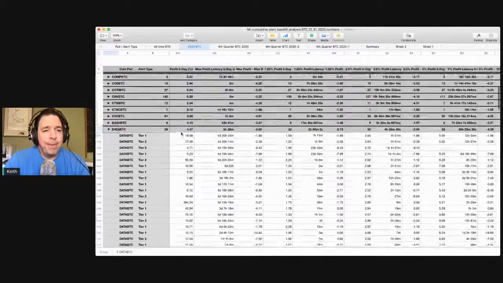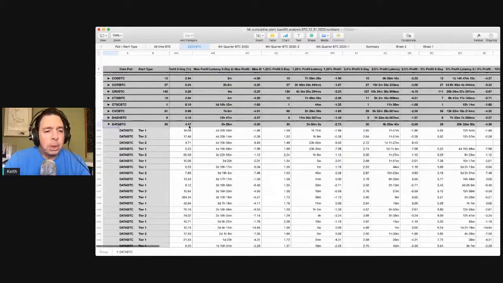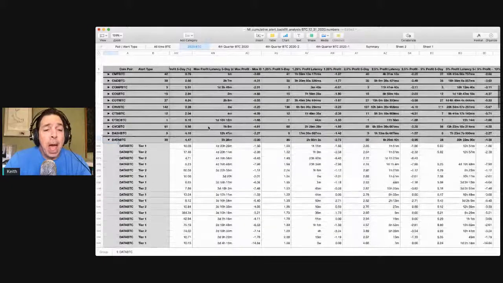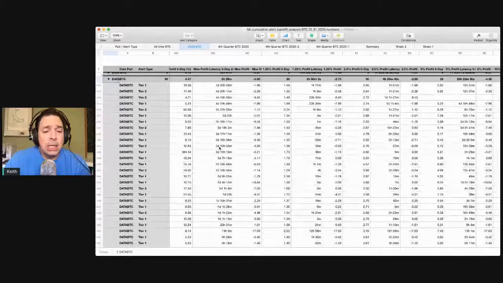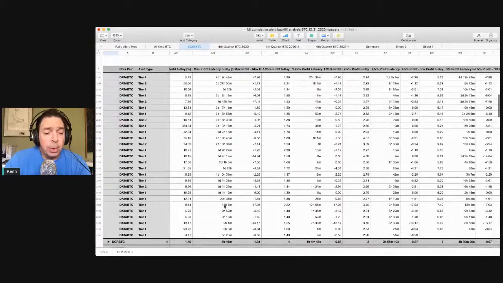The 5-day average on Data BTC was 4.47%. Average time to max profits was 5 hours. Now you see some that were longer here, 4-day trades, to get to the max, but look down here, you've got some that were at 13 hours, 5 hours, et cetera, et cetera.